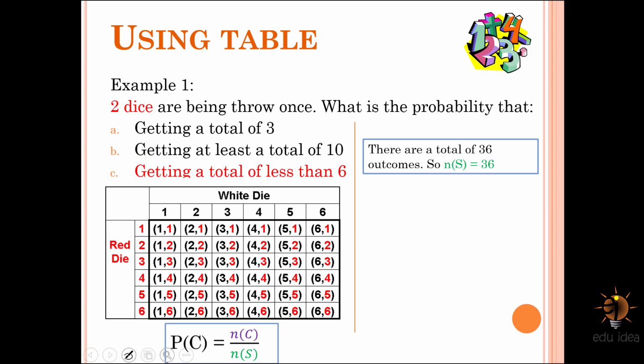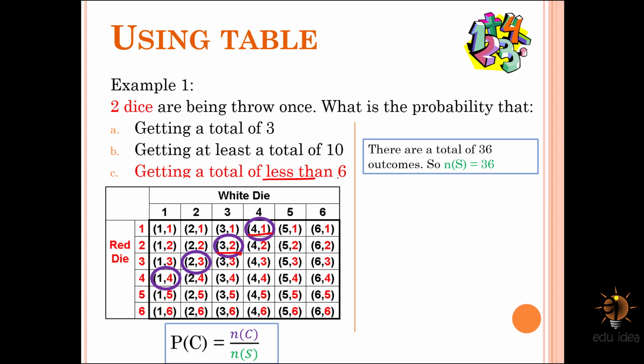Okay, the last one, getting a total of less than 6. Less than 6 means that 6 is not included. So we will start from 5, because it's less than 6. To get 5, we get it from these numbers: 1, 4; 2, 3; 3, 2; 4, 1, because 1 plus 4 is 5, 2 plus 3 is 5, 3 plus 2 is 5, and 4 plus 1 is also equal to 5.